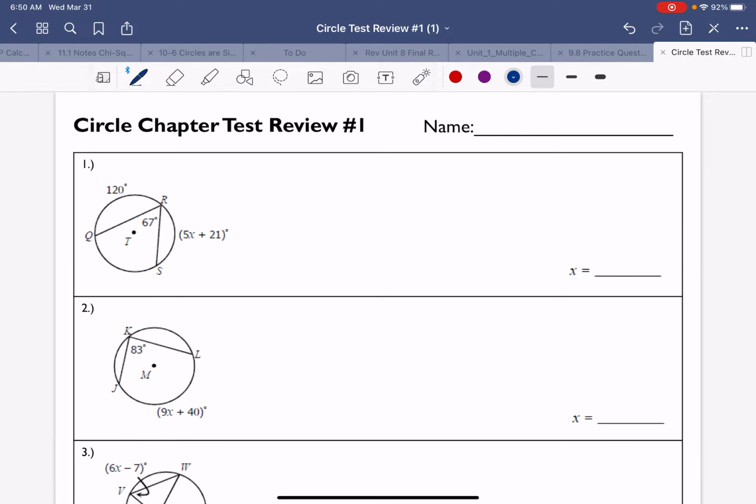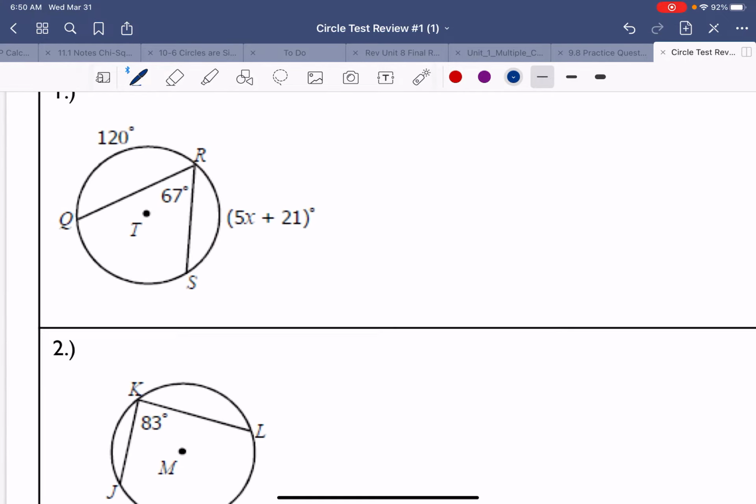So the most overwhelming thing about circles is knowing what formula to use and just recognizing whatever you see in the picture. So hopefully this video, with just more practice in general, will help you figure this out a little bit better or give you enough practice.